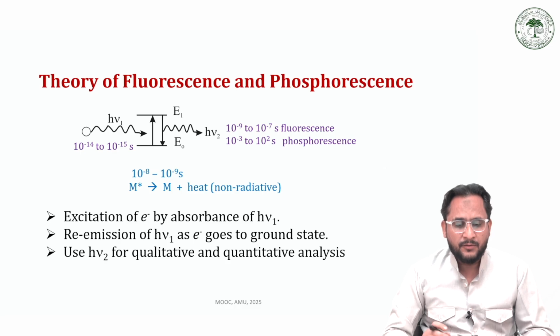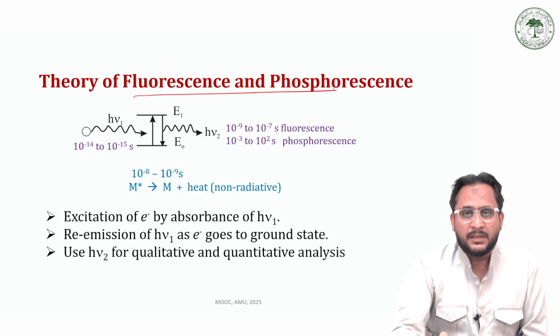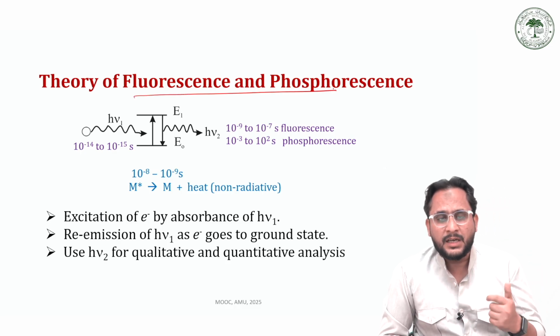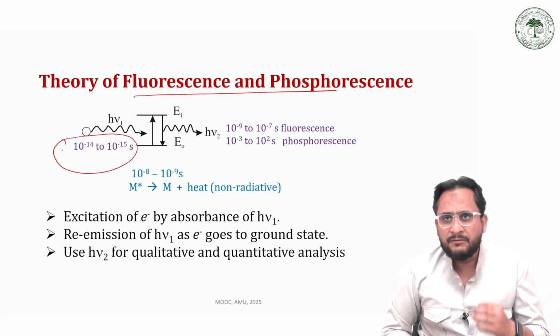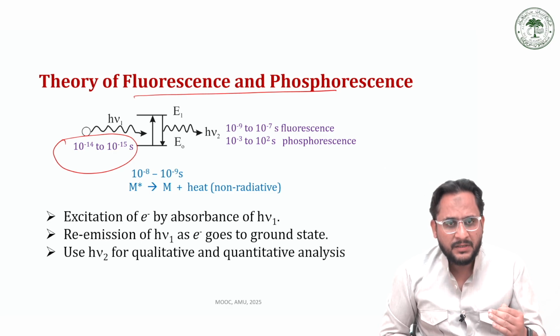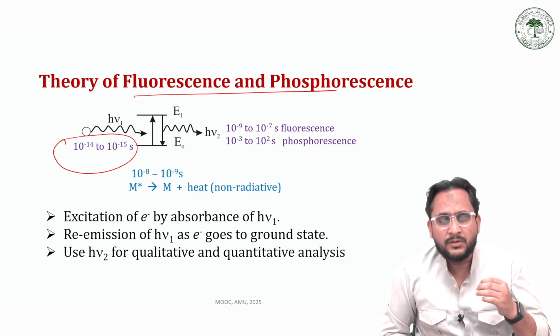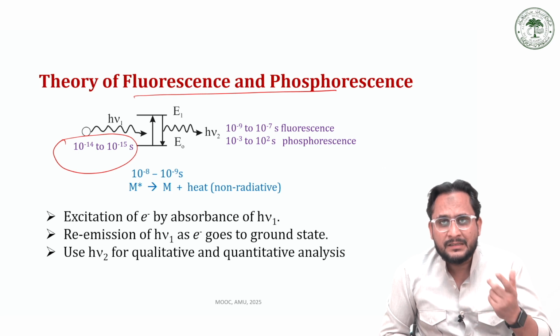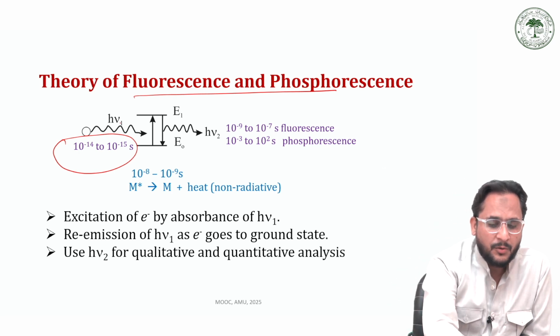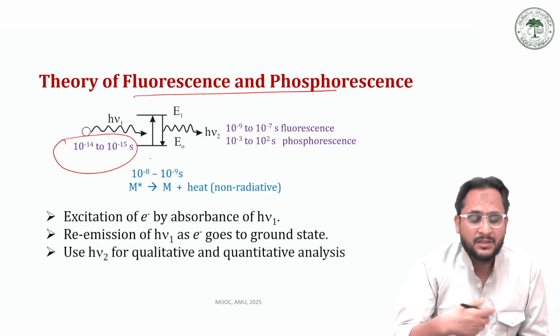This is the theory of fluorescence and phosphorescence. Here the time required for each phenomenon is presented. The absorption of light by the molecule is a very quick phenomenon which happens in 10 to the power minus 14 to 10 raised to the power minus 15 seconds, which is even less than a picosecond. This absorption of light takes place, causing excitation.